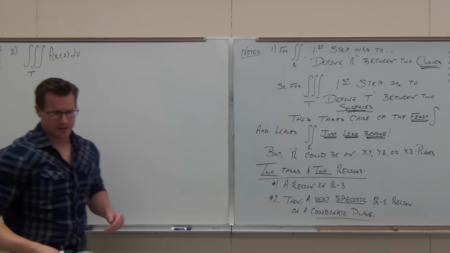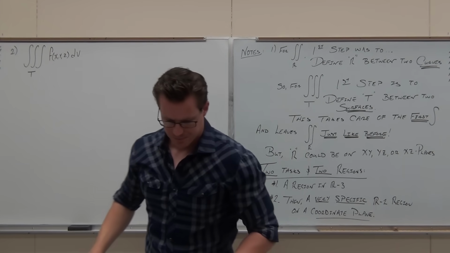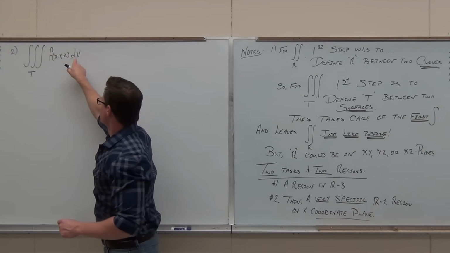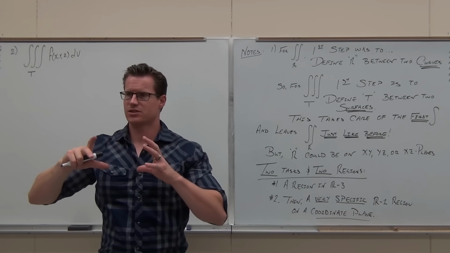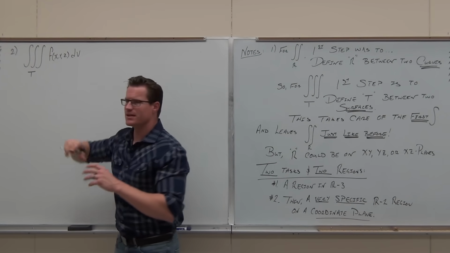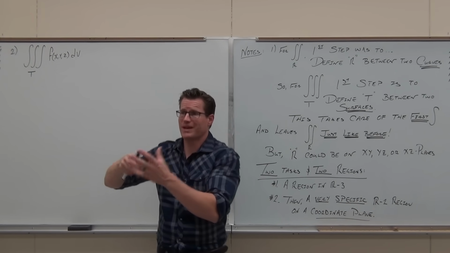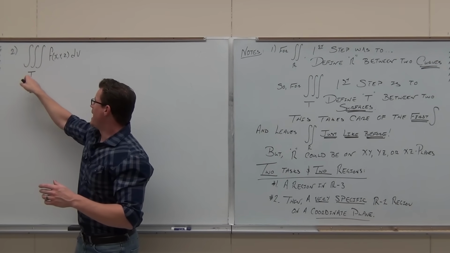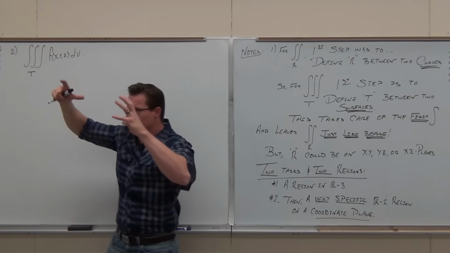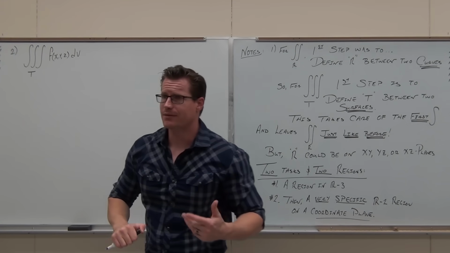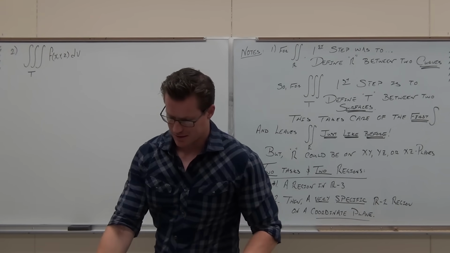By the way, I do want you to know this. dV. Just like dA gave us an area, can you see that the dV is a volume concept in 3D? That's why we're getting the mass of the volume of that region. That's what we're getting there. If f of x, y, z is a mass density function.